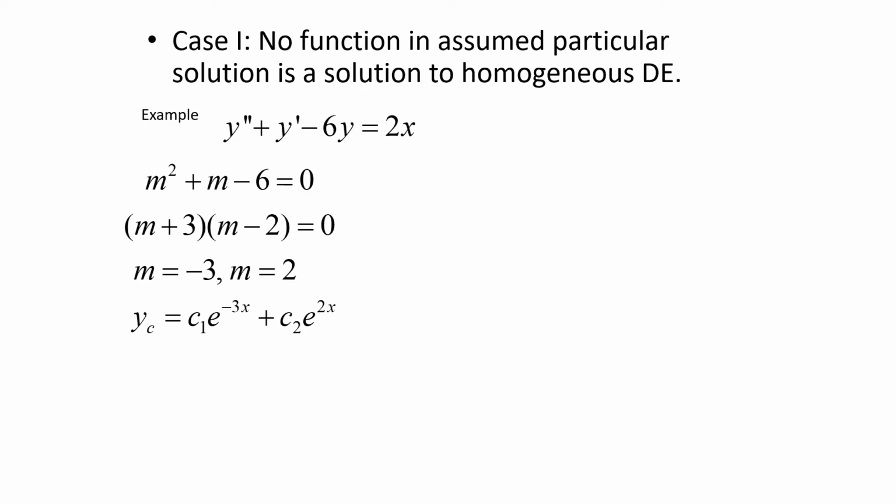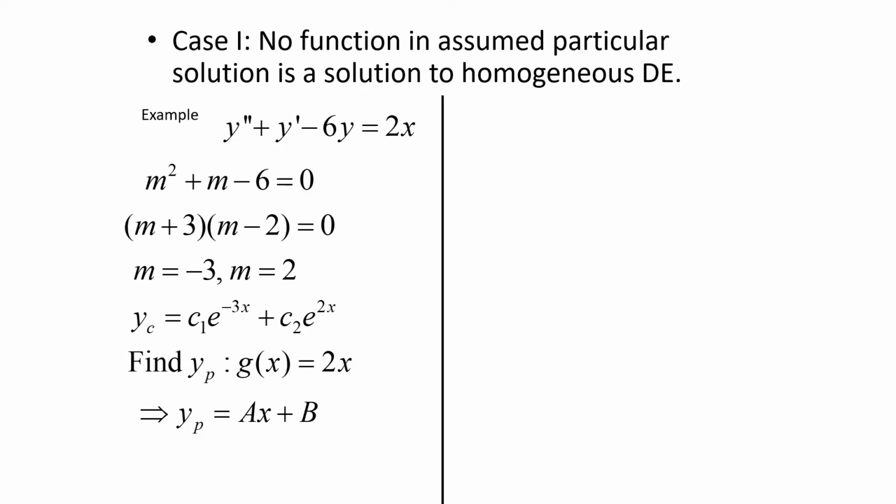Now we need to go and find our particular solution, yp. Since our right-hand side g of x is equal to 2x, which is a linear function, we're going to assume that yp is also a linear function. The generic form of a linear function is ax plus b. So we assume that yp is ax plus b. We're going to take yp and its derivatives. So yp is ax plus b, yp prime is equal to a, and y double prime is equal to 0.